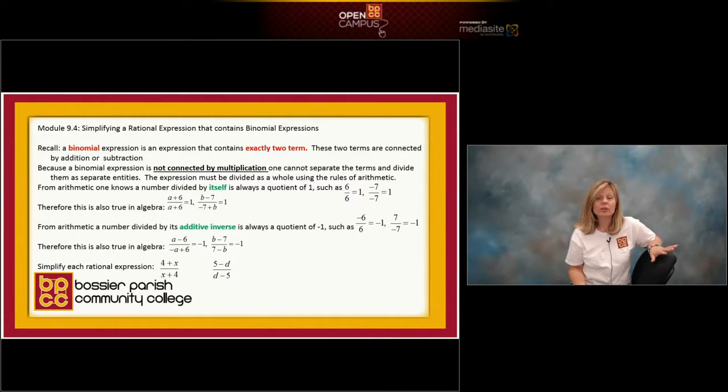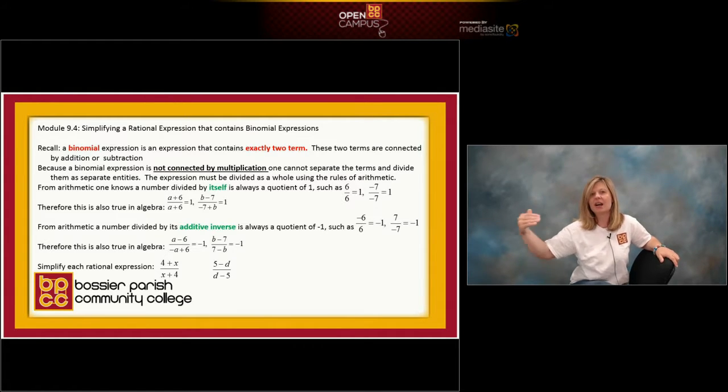Okay, today we're going to take rational expressions that contain binomials and reduce. All right, so let's recall. A binomial is a polynomial that has exactly two terms that are connected by addition or subtraction. Well, we're going to have a problem now, because remember, a rational expression is a fraction, and a fraction has a fraction bar, which means division, and in order to do division, you must be connected by what operation? That's right, multiplication.